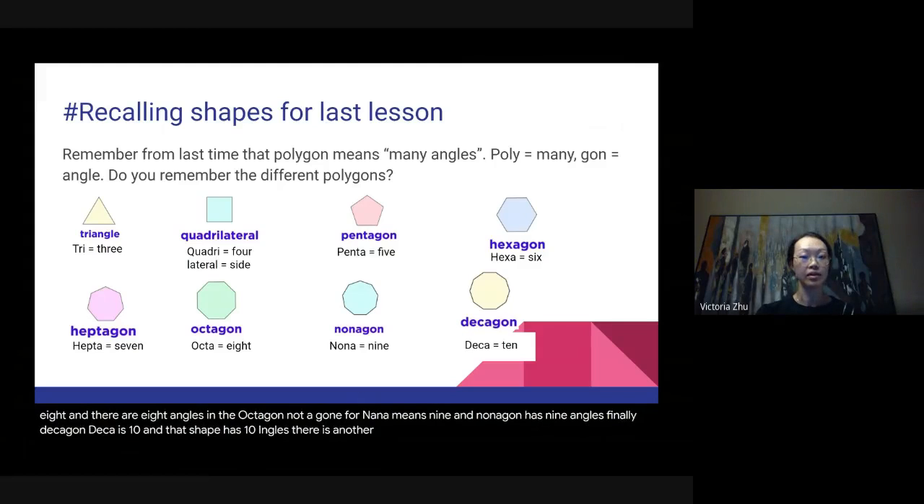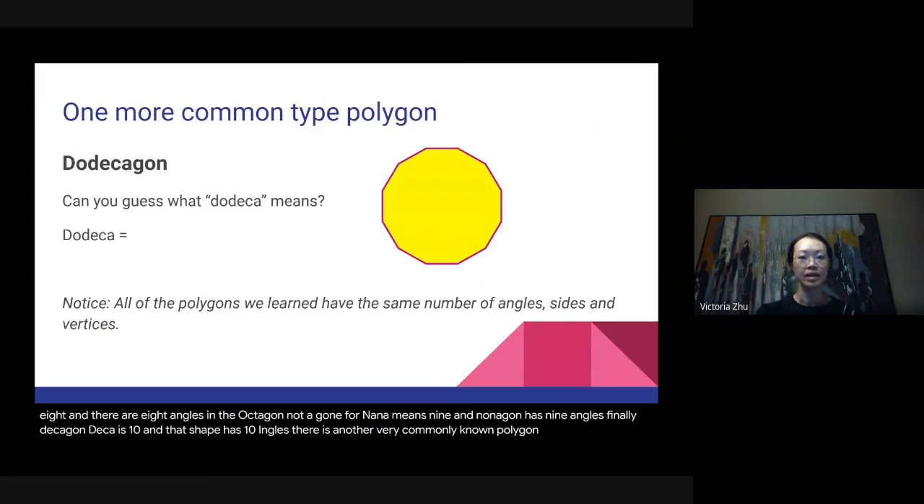There is another very commonly known polygon that's called a dodecagon. Now, if you look at the shape carefully, can you guess what dodeca means? Go ahead and pause so you can put that into the slide. Dodeca means 12. If you counted carefully, there should be 12 angles in this shape.